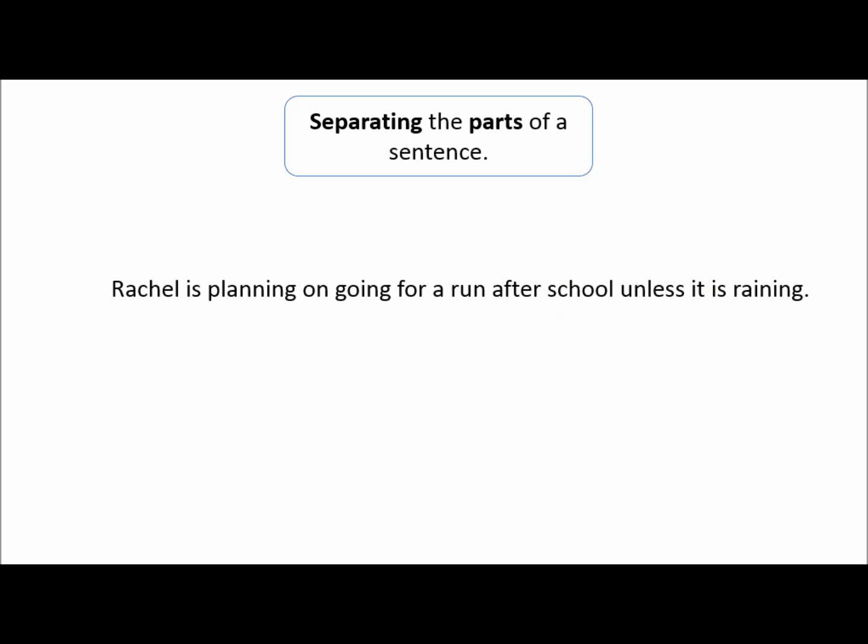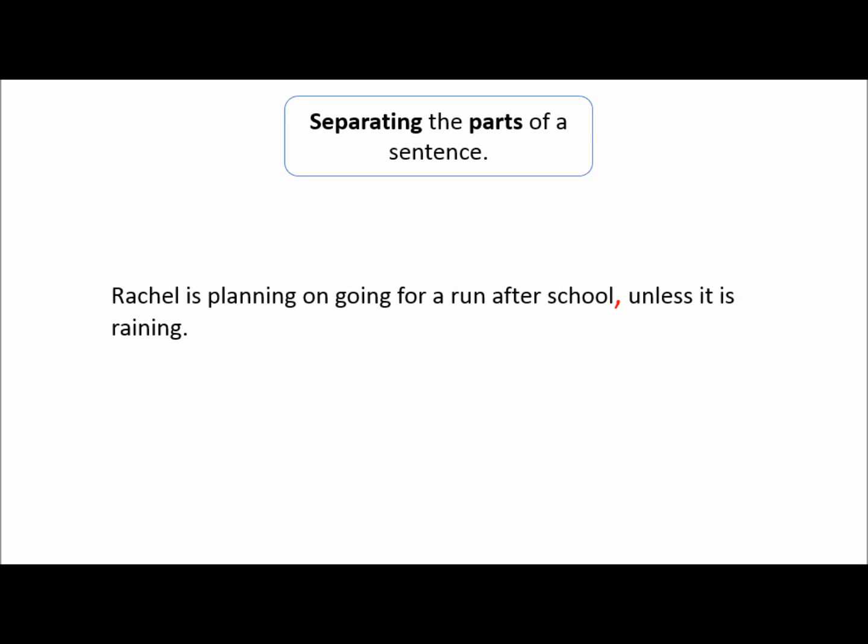Reason number two, separating the parts of a sentence. Here is a sentence. Rachel is planning on going for a run after school unless it is raining. Now this requires one comma to separate the first part of the sentence, Rachel is planning on going for a run after school, with the second part of the sentence, unless it is raining. The phrase unless it is raining would not stand alone as a sentence, but instead serves as a condition under which the first part of the sentence, the first idea of going for a run, is determined.